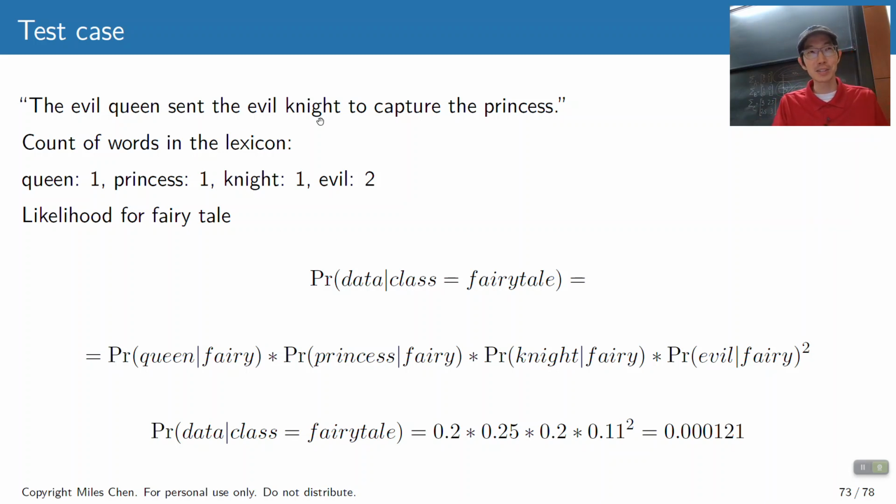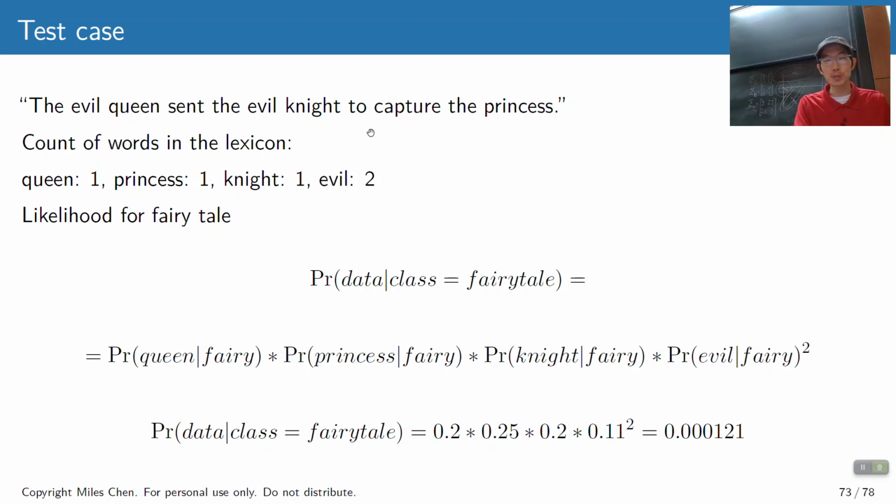And this is not good writing here, but we're going to say the evil queen sent the evil knight to capture the princess. Okay? All right, so do you think this is about chess or is this a fairy tale? Capturing the princess, that sounds more like it's about a fairy tale. And then, if it was just like the queen captures the knight, that could be chess. But the evil queen capturing the princess, it's got to be a fairy tale, right?